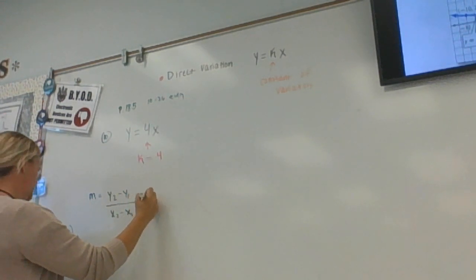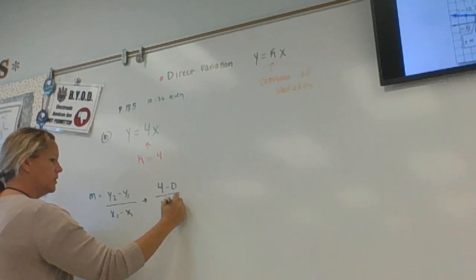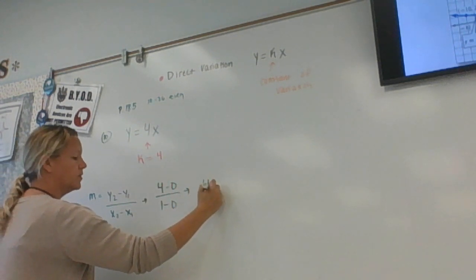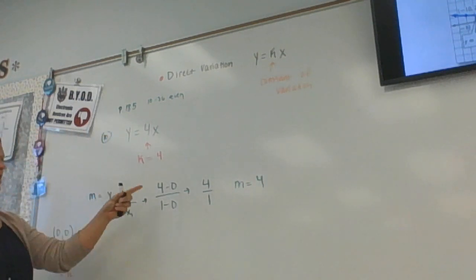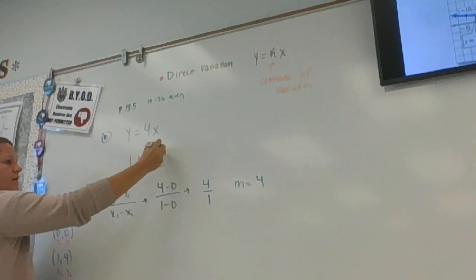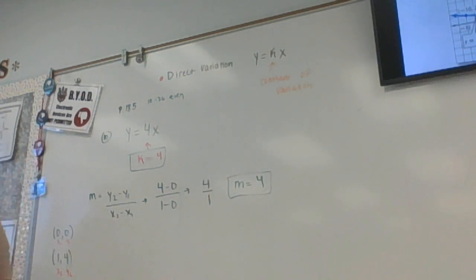So what do we have here? We have 4 minus 0 over 1 minus 0, 4 over 1. So our m value is the same as the k value. Your slope and your constant of variation match. And that's the purpose of these problems, is to prove that.